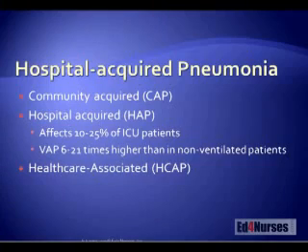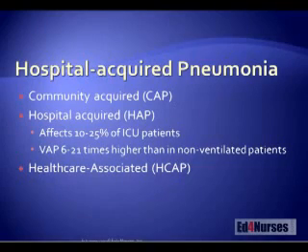Okay, so back to our definitions. Hospital-acquired pneumonia is a term that we use for pneumonia that people get when they're in the hospital. Okay, so not surprising, the terminology. Community-acquired pneumonia is pneumonia that is acquired out in the community.